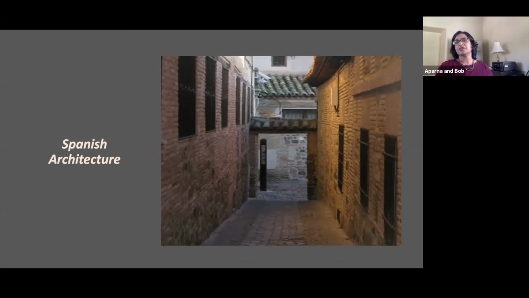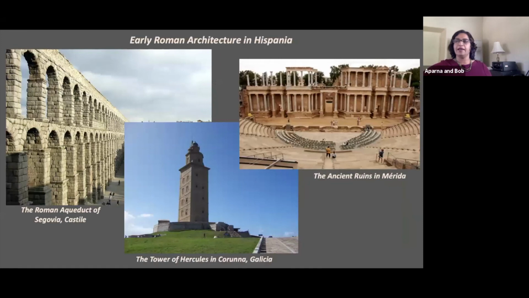Spanish architecture has also evolved, drawing inspiration from several different sources due to its historical and geographical diversity. The first influence came with the Romans. They built some outstanding monuments in Hispania. Here are some examples, like the Roman aqueduct in Segovia. The Tower of Hercules in Galicia is one of the oldest structures that was built by Romans that's still in use today, and also the ancient ruins in Merida.